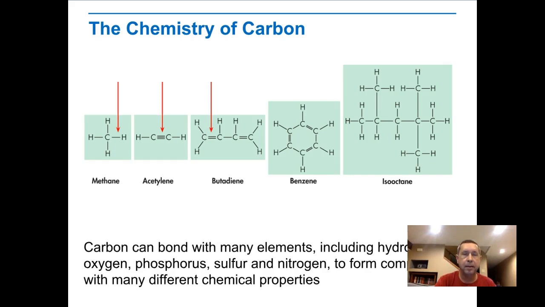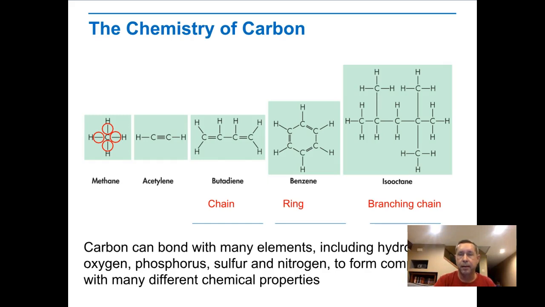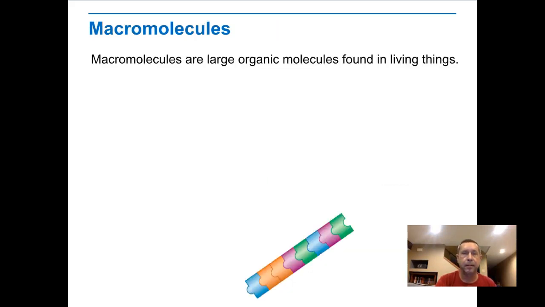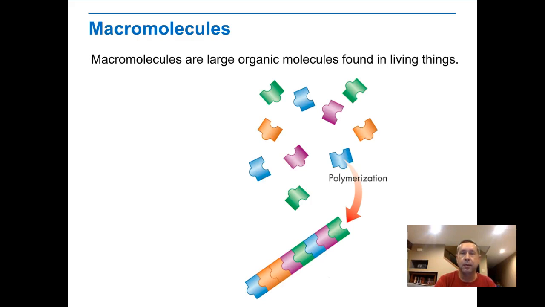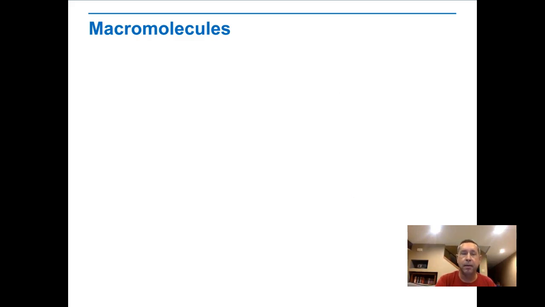Sometimes they're single bonds, sometimes they're double bonds, sometimes they're triple bonds. Sometimes they form chains of atoms, sometimes they form rings, and sometimes they form branching chains. And they make up what we call macromolecules, macro meaning large, organic molecules that are found in living things, through a process called polymerization. So you have a bunch of monomers that join together to make a polymer.